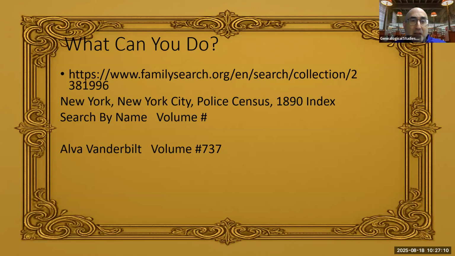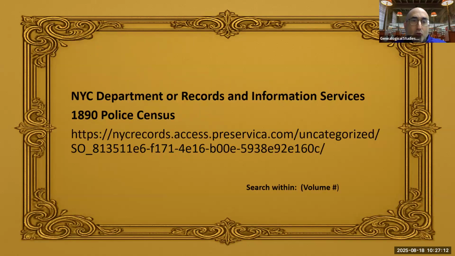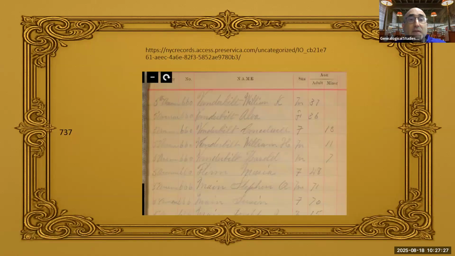So you take the volume number, you go to the website of the New York City Department of Records and Information Services, 1890 Police Census, and on the top you see a box that says Search Within. You put in the volume number, and then you get the volume. Now, the volume was about 118 pages.